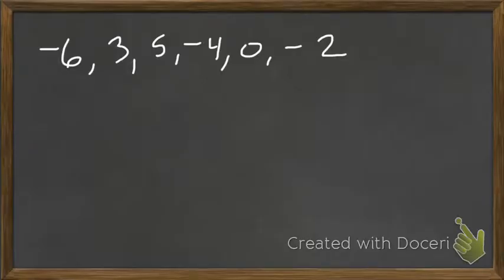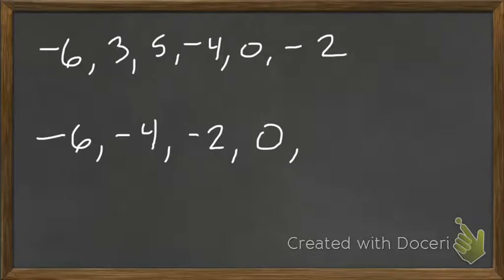Another thing they're going to have to know is putting these numbers in order: -6, 3, 5, -4, 0, and -2. Well, negative numbers are always going to be to the left of 0. Positive are going to be to the right. So the smaller the negative number is, the farther from 0 it is. So if we want to do this from least to greatest, we're going to start with -6, because that's the smallest number. Next would be -4, followed by -2, followed by 0, then 3, and then 5.